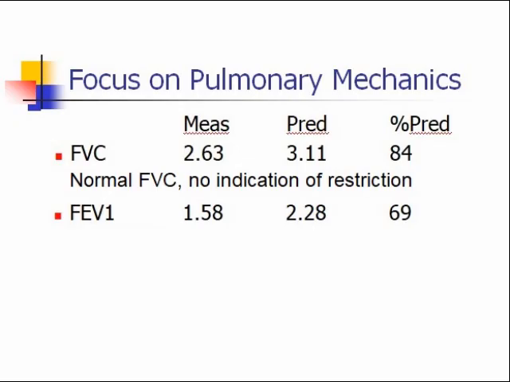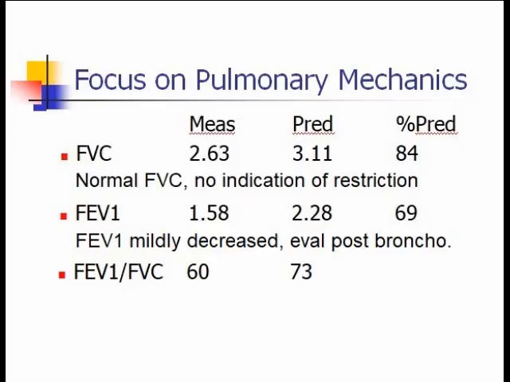So let's look at the FEV1. Take a few seconds, pause the video if you need to, but look at what that's telling us. The FEV1 is mildly reduced. 70% is what we like to see. It's at 69%. Again, we would want to look at a post-bronchodilator to see if there's any change, and we'll get to the post measurements in just a little bit. So at 69%, that's a mild decrease in the FEV1.